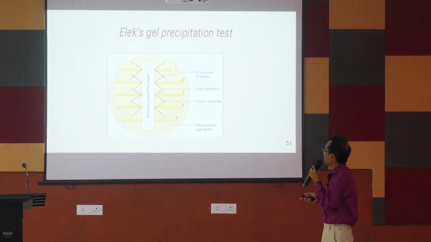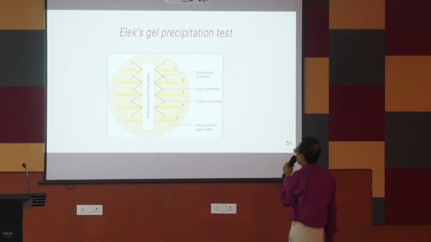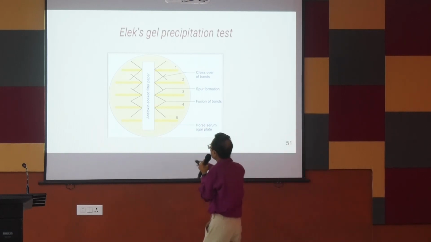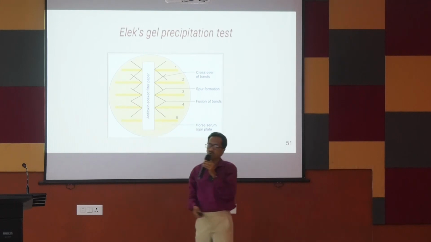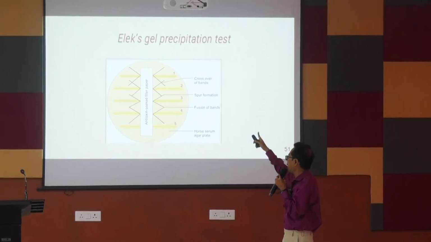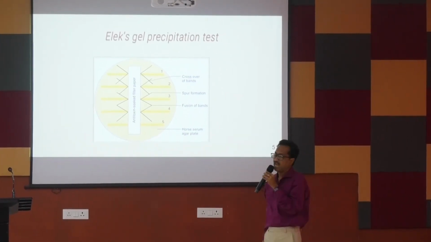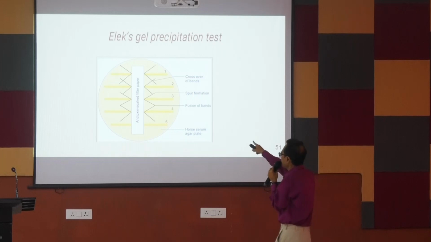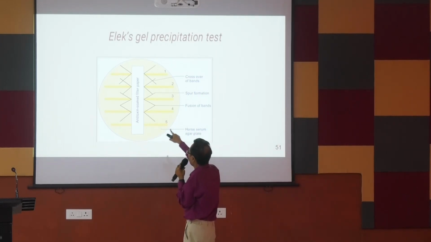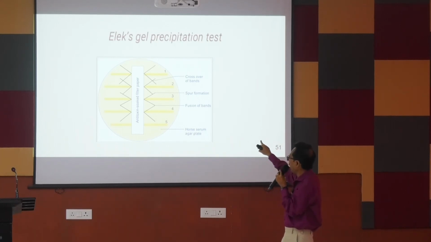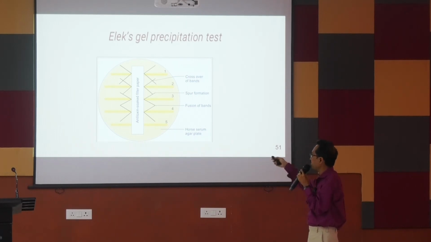Now this is an example picture of the Elek gel precipitation test. The white part is the antitoxin-soaked filter paper placed in between the gel, and these yellow lines are inoculating lines of diphtheria toxin-related cultures. So this is 1, 2, 3, 4, 5. Now how will you differentiate? Remember the antitoxin-soaked filter paper.